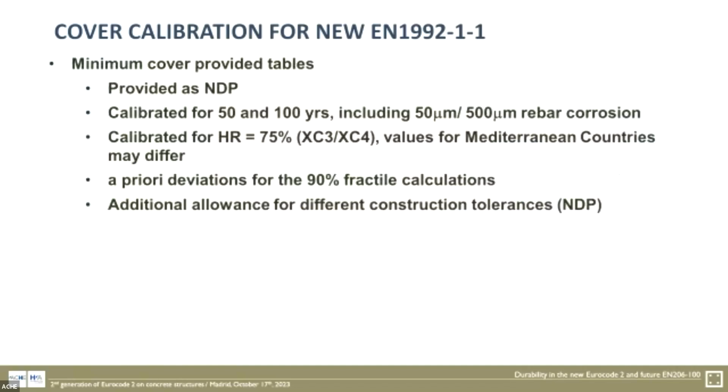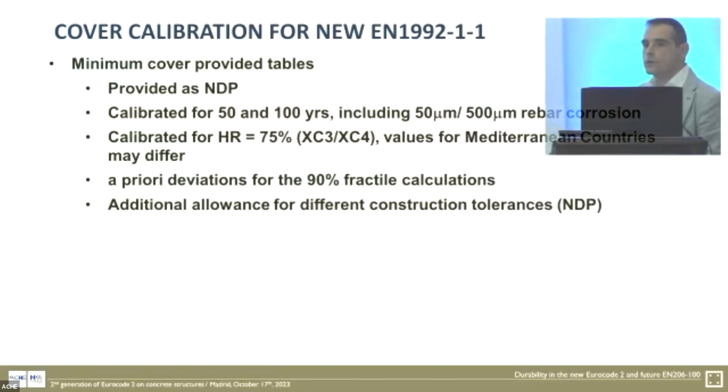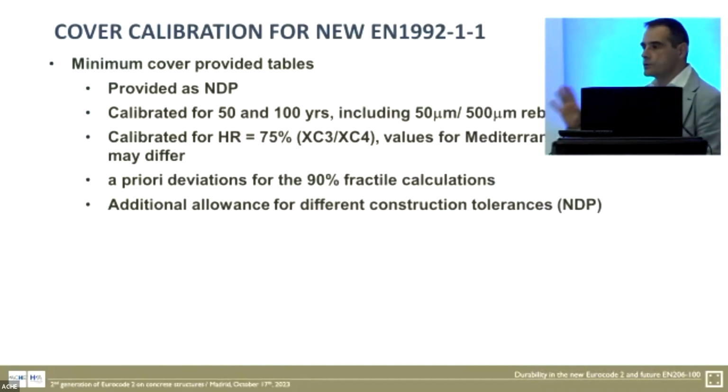Yes, the last points. All the tables are provided as nationally determined parameters because some countries think their weather or climate or environmental conditions are a bit different. So all of them are provided as proposals, but not all of them are nationally determined parameters. They are calibrated for 50 and 100 years, including global corrosion. Quite important, the carbonation tables are calibrated for a humidity ratio of 75%, which is typical of Central Europe, but not of Mediterranean Europe. The tables for Mediterranean Europe may differ a bit, and the difference you will see in the background document and also in the paper.